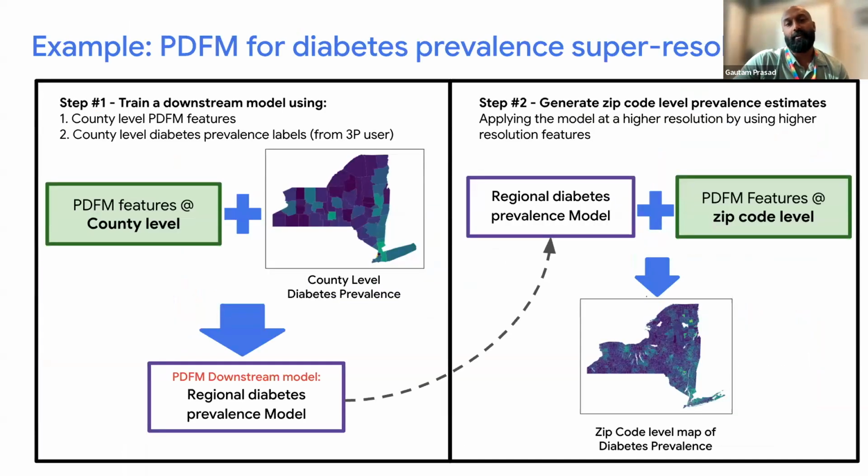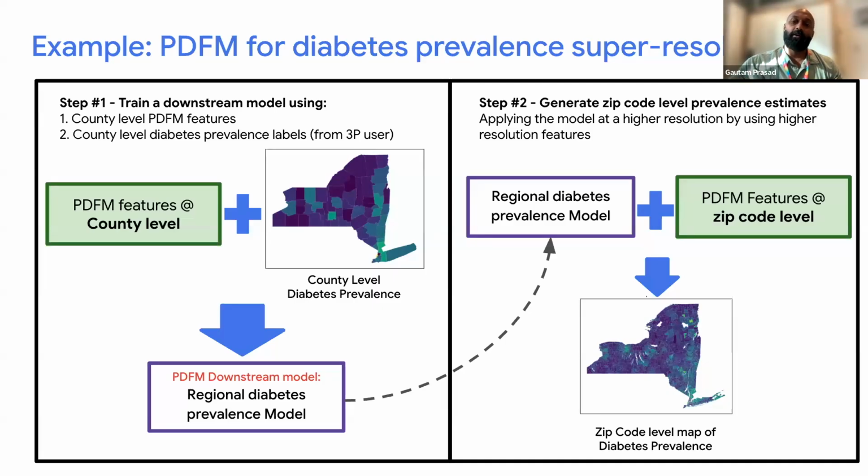And I'll make this really concrete with an example. We can take the state of New York visualized here, and we can assume that we have diabetes prevalence statistics at the county level. And we want to get them at the zip code level, which we don't have. And so the way we can use PDFM to empower this application is we can generate all of the county level embeddings or features and then train a very simple model like linear regression from those county level features to diabetes prevalence statistics, which we have.